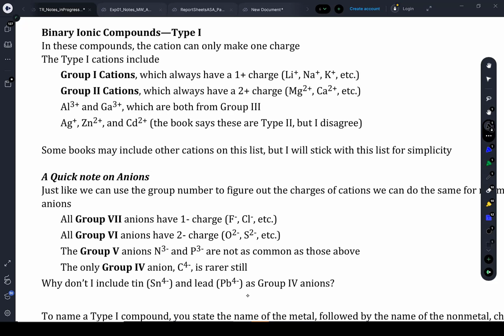The group 3s, I don't count boron because boron is a metalloid, but it's more like a nonmetal than anything else. So I'm leaving out boron, but aluminum and gallium for sure are always going to be +3. I'm never going to talk about indium, but if it's going to have a charge, it's almost always going to be +3 because it's in group 3.